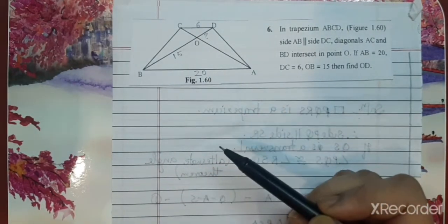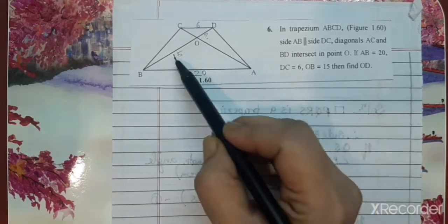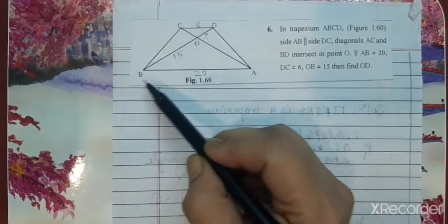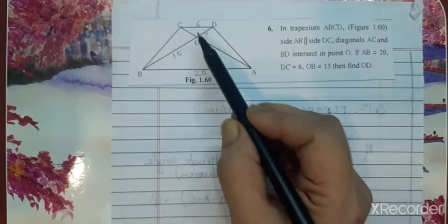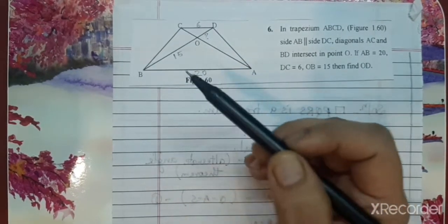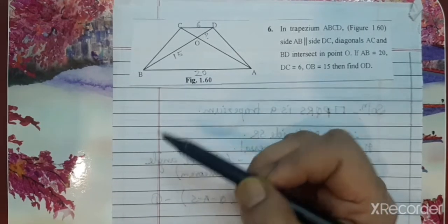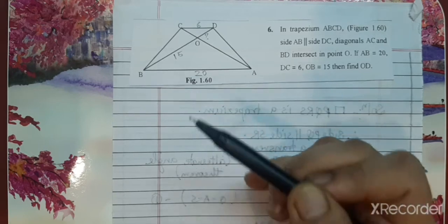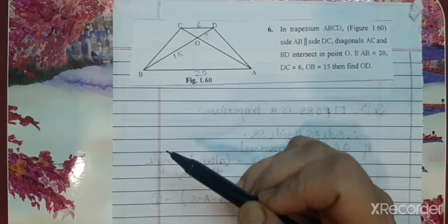So by which test? Now they have given sides, but for this triangle AOB, only these two sides we know, and here only one side. So we cannot go for the SSS test or the SAS test. So the left test is only the AA test. So let's try for the AA test.